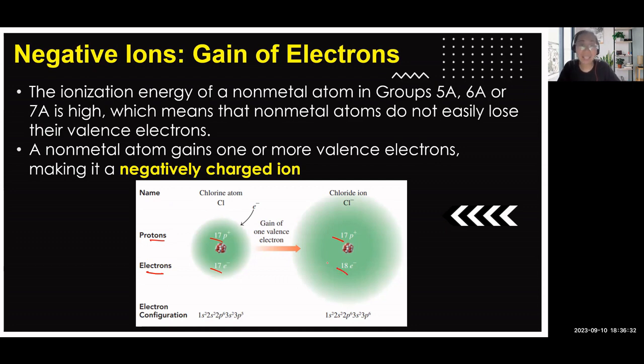Just like in math, if you have positive 17 plus negative 18, what you will get is negative 1. So that means your chlorine atom now becomes an ion, and it becomes a negative ion because it is now negatively charged. In terms of chemistry, when we say a positively charged ion, that means you have more protons than electrons. But when you say a negatively charged ion, that means you have more electrons than protons.